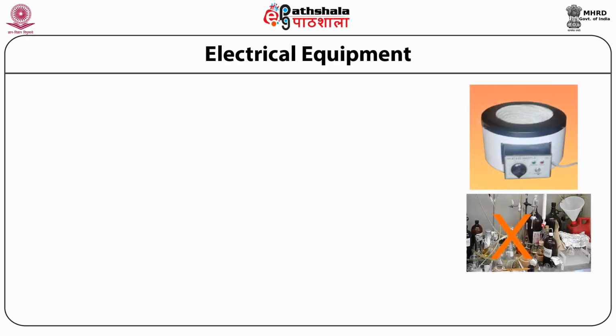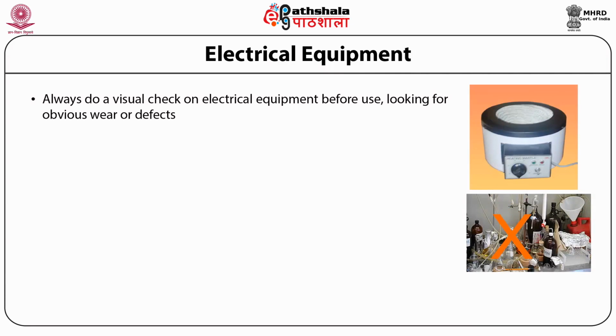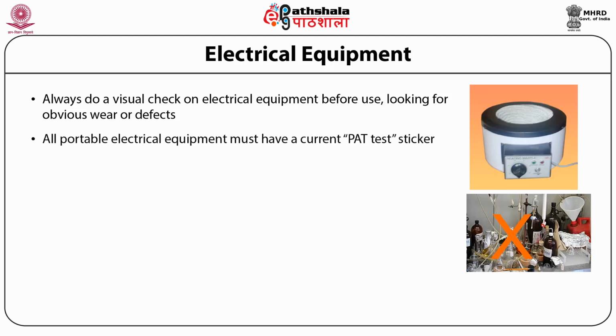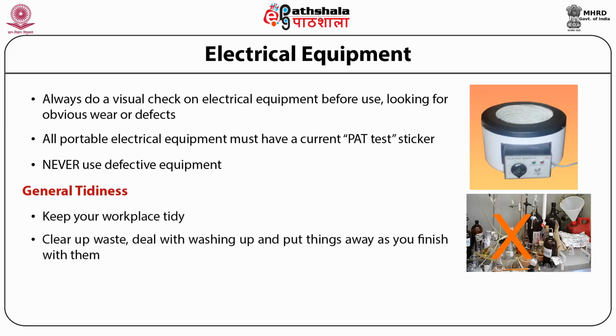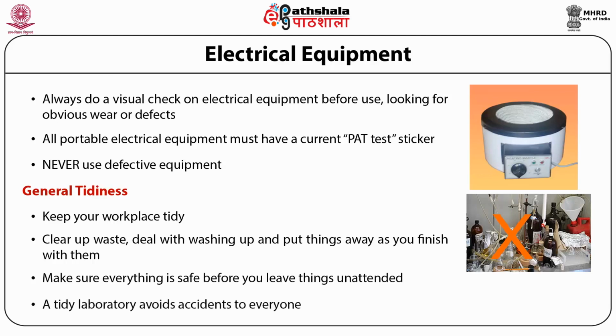Electrical equipment. Always do a visual check on electrical equipment before use, looking for obvious wear or defects, as all electrical equipment must have a current PAT test sticker, and never use defective equipment. The general tidiness in the lab. Keep your workplace tidy, clear of waste, deal with washing up and put things away as you finish with them. And make sure everything is safe before you leave things unattended. A tidy laboratory avoids accidents to everyone.